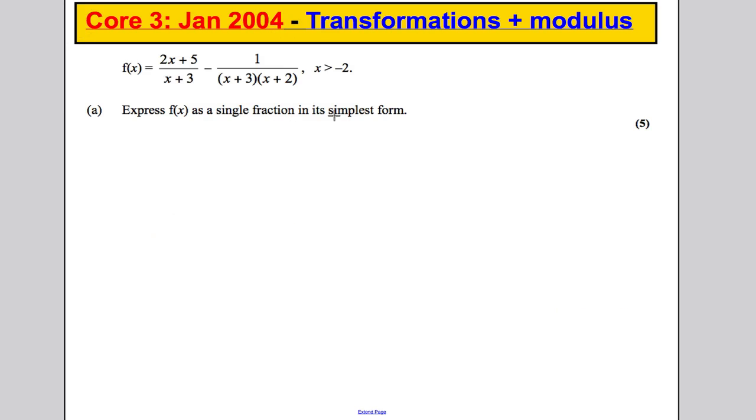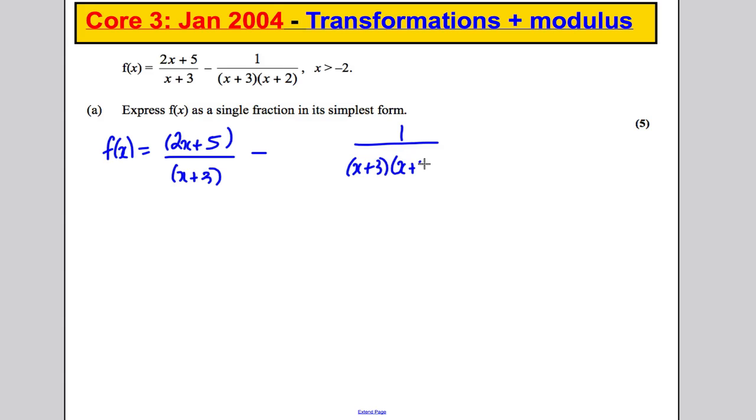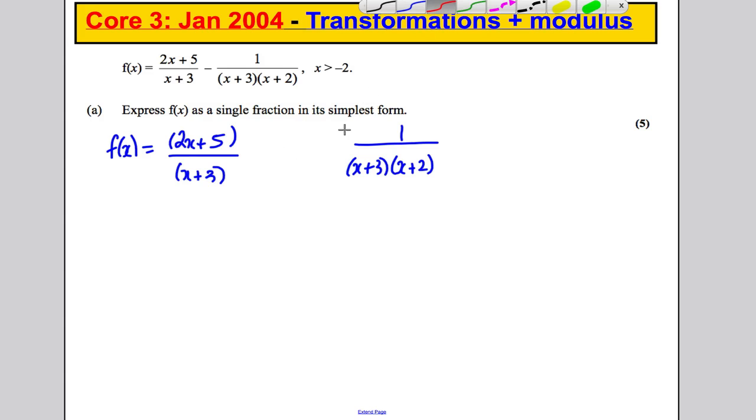Okay, it asks us to express this as a simplest fraction. So f of x is equal to 2x plus 5 over x plus 3 subtract 1 over x plus 3 x plus 2. Now what I could do actually, if I want to add these fractions, what I should do is make the denominators the same. They've both got an x plus 3, that's good. But this one has an x plus 2 as well, so I can multiply the top and bottom of the first one by x plus 2.